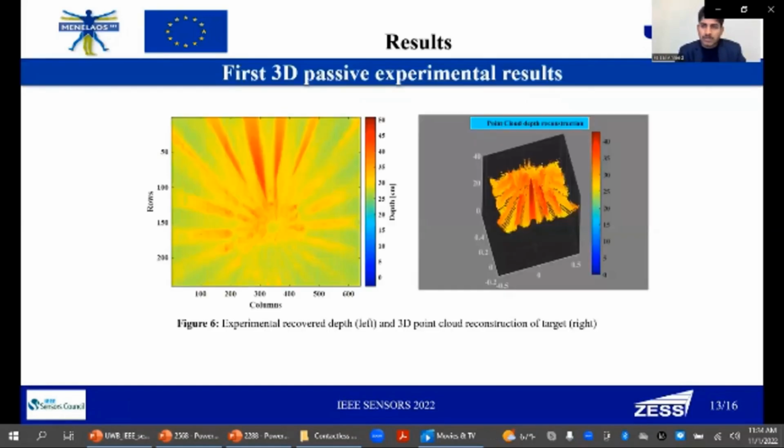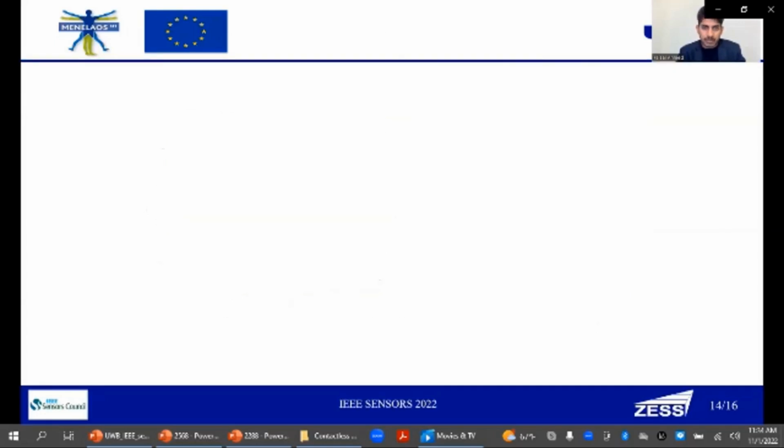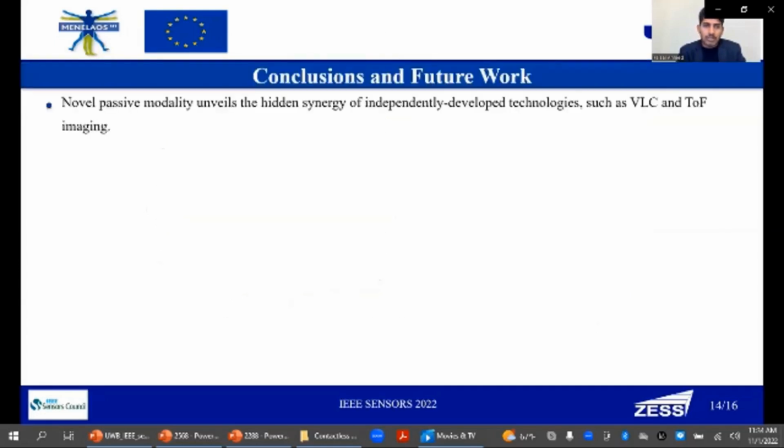This one is the first 3D passive experimental result, where on the left side you can see the recorded depth image. On the right side is a 3D point cloud of the target, where you can see that our target is basically a polar star, and we obtain the estimated depth. Now I will conclude my presentation.